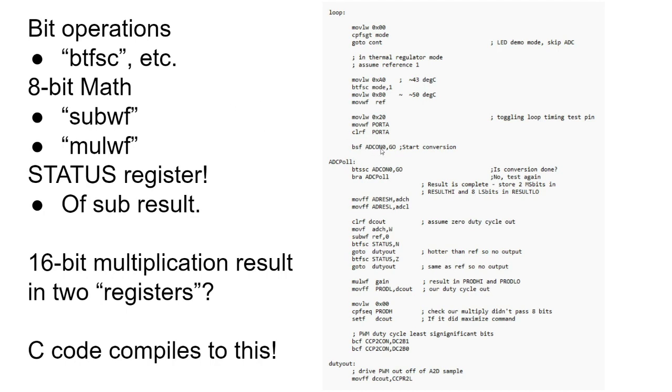F is the A to D control register 0, and GO happens to be the bit. If we looked at the data sheet, we would know that this could be like bit 4 of that register, and that starts a conversion. And now we're polling. We are polling to see if we're done.